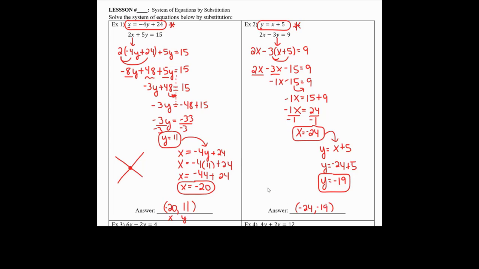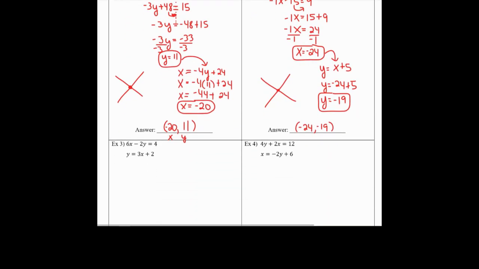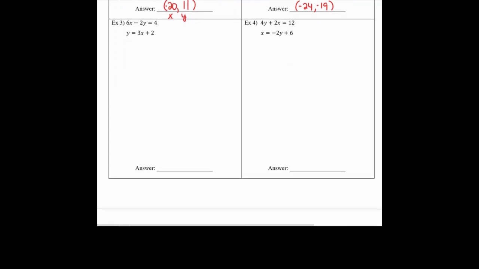Okay. Again, if I was to graph these two lines, they would cross, and they would be meeting together at negative 24, negative 19. Very well. Let's go on to the next examples.